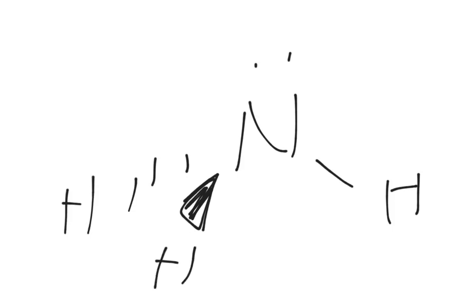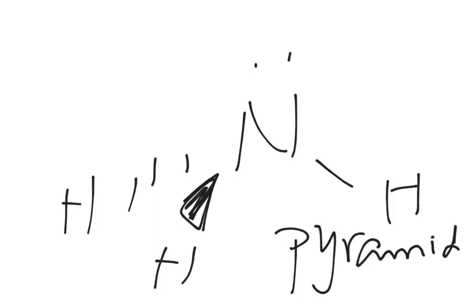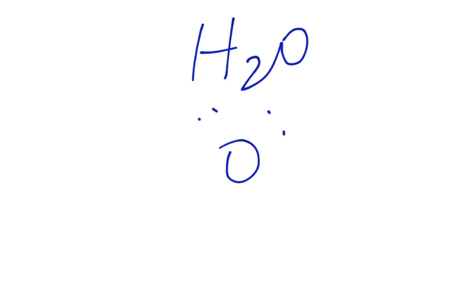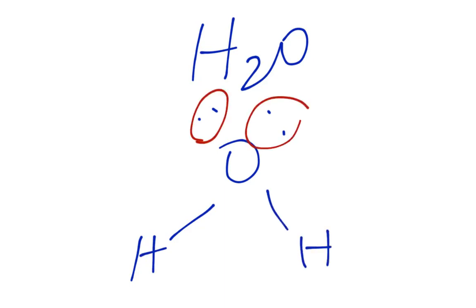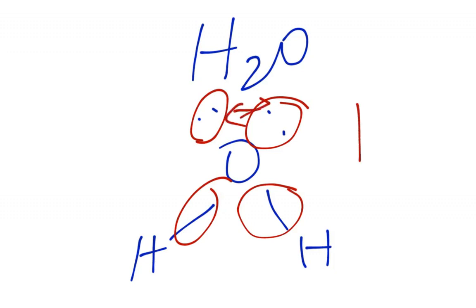That being said, if one of those bonds, like in NH3, is a lone pair, we don't see it. So we change the name to pyramidal. And if 2 of them are lone pairs, okay, so we still have 4 areas where we have electrons, but 2 of them are lone pairs, we're going to call this bent.